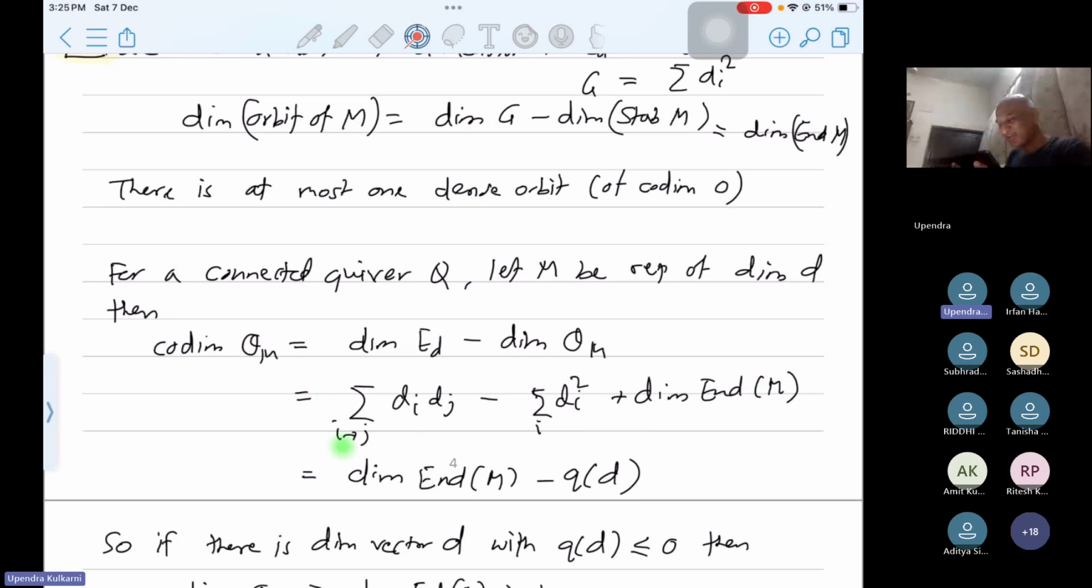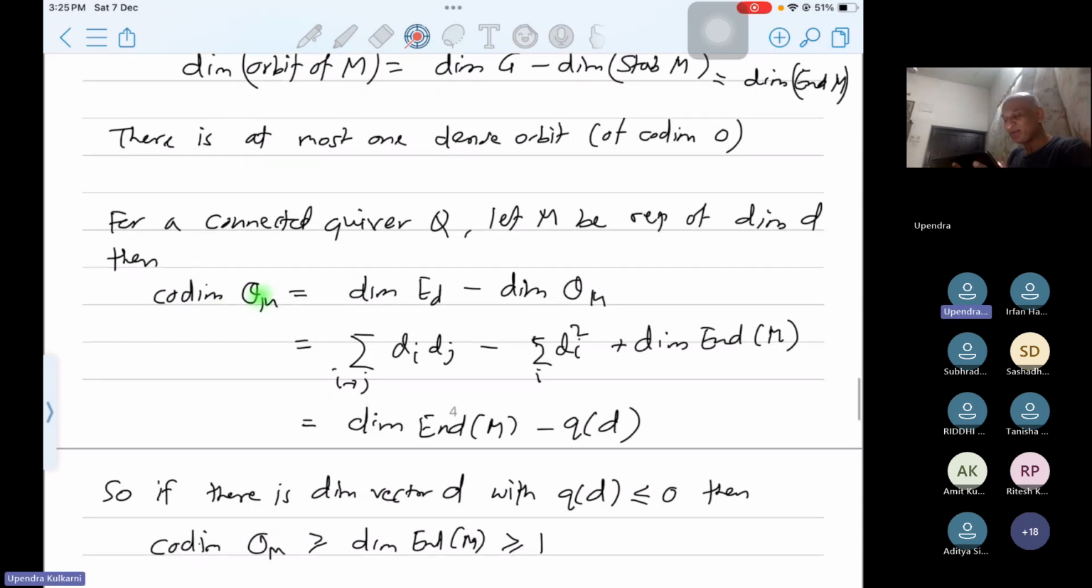And what did I get over here? This thing over here is just minus the quadratic form evaluated on the dimension vector D. So what we saw is that the codimension of the orbit is the dimension of the endomorphisms minus this quadratic form.